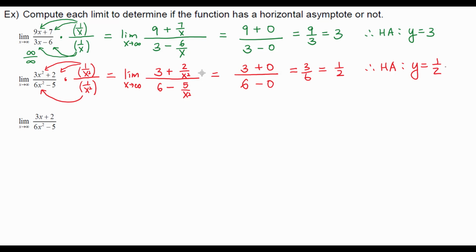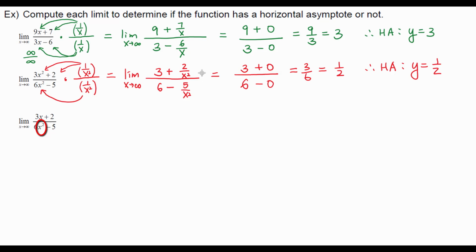How about the next example? I have a limit of quantity 3x plus 2 over quantity 6x squared minus 5 as x approaches infinity. Now, this time, the degree of the numerator is not equal to the degree of the denominator. So what do we do here? The tip is always to use the biggest exponent up here in the denominator. As my numerator has degree 1 and the denominator has degree 2, we're going to use the biggest exponent up here in the denominator, which is degree 2.